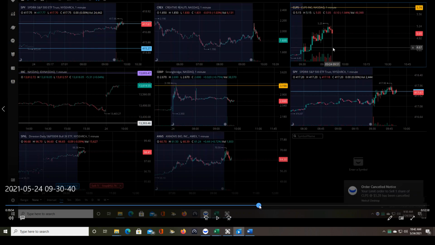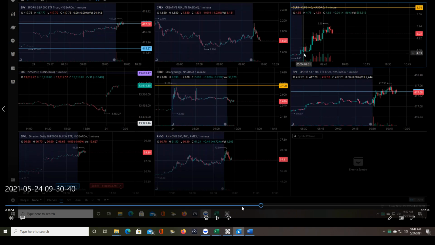So I just hovered over where that ABCD pattern starts, but let me pause it and show you. Here is point A, there's B, and that's the pullback. That's the one that we entered on. So this is point C, and then I enter for the break of that 1 minute candle there. And then D would be wherever the pattern ends up.